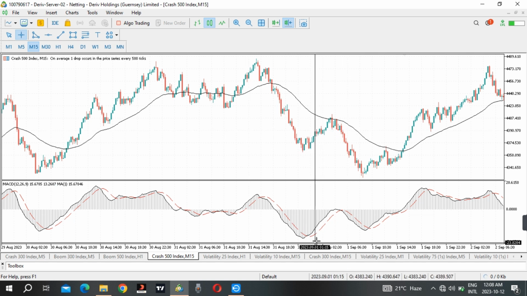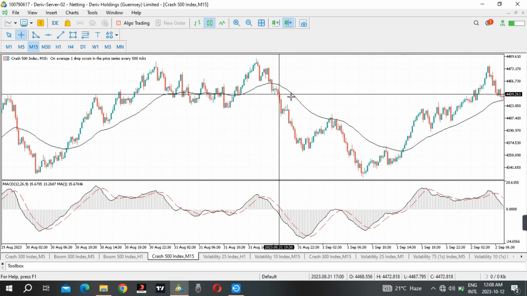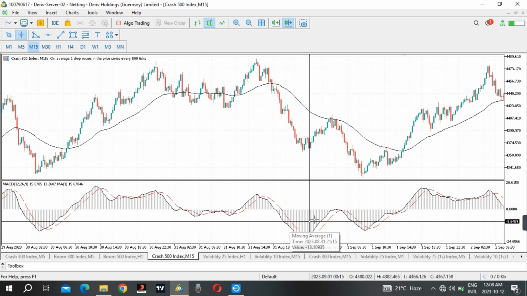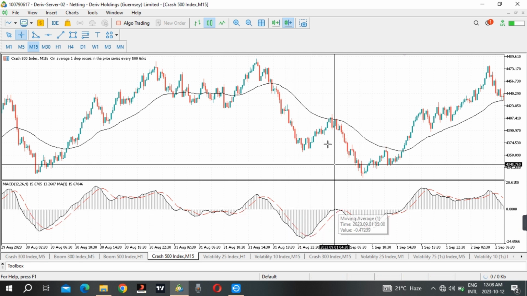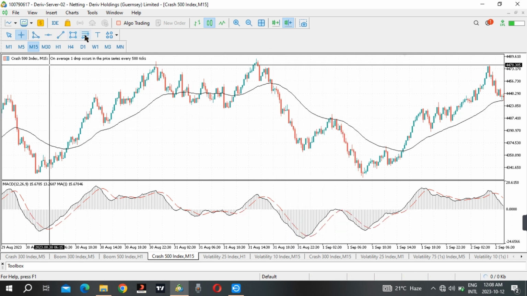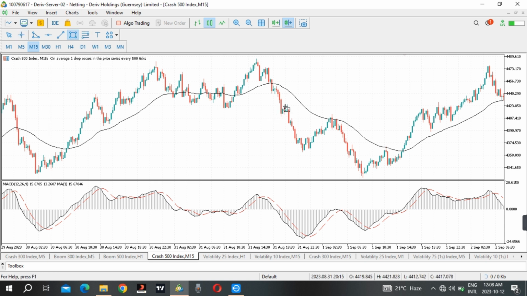So right over here again, you also have an entry, right? The moving average is above, the histogram is below the level 0, and the market pulls back. We also have a net order block over here, right?